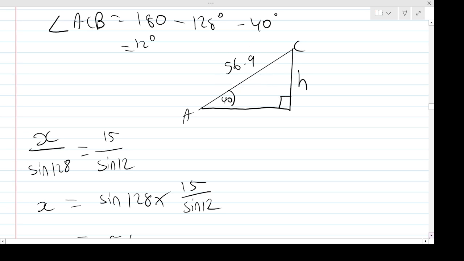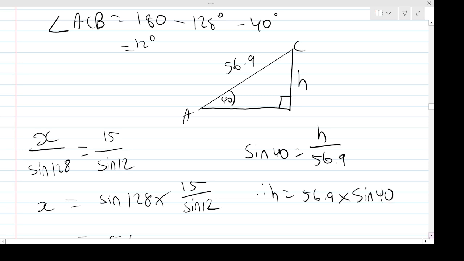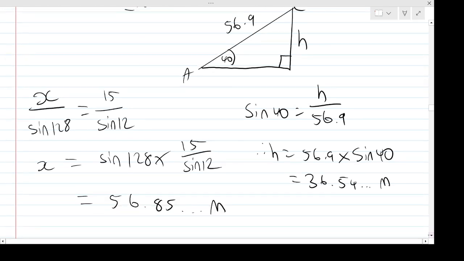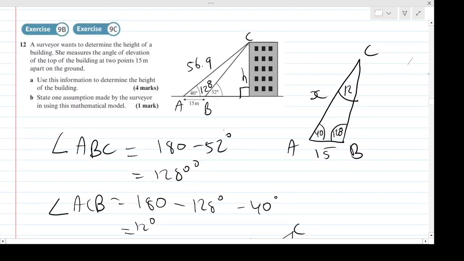So remember SOHCAHTOA. So sine of the angle is going to equal the opposite, which is h, over the hypotenuse, which is 56.9. Therefore, h is going to be 56.9 times by sine 40, which would be 36.54, not degrees, sorry, meters. So there we are then. So that's just saying 36.5 to 1 decimal place, let's say. It doesn't say to round it to anything. No. So that's the height of the building then.